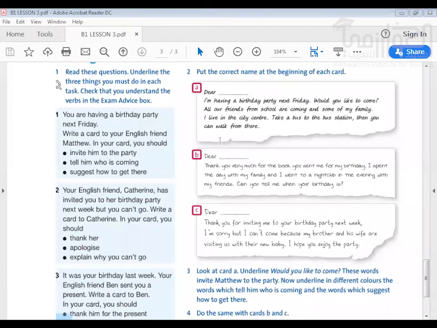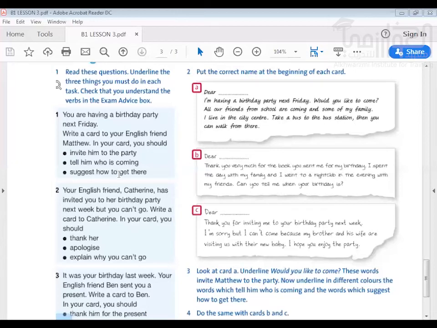So here, A should be what? Dear, look at it, it's about what? Birthday. Which one speaks about birthday here? All of them speak about birthday. And then let's look at it. Take a bus to the bus station. So this is giving direction. Which one is about giving direction? Yes, giving direction. How to get there, how to get to the place.